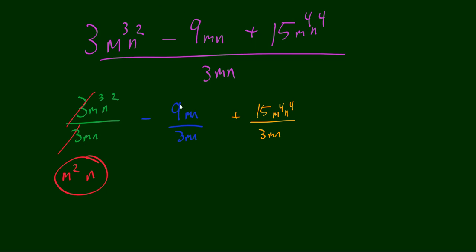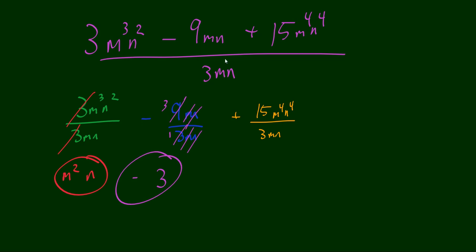We have 9 over 3, 9 and 3. 9 divided by 3 is 3. 3 divided by 3 is 1. 3 over 1 is 3. M divided by m cancels out. N divided by n cancels out. So this term here just simplifies to 3, negative 3.